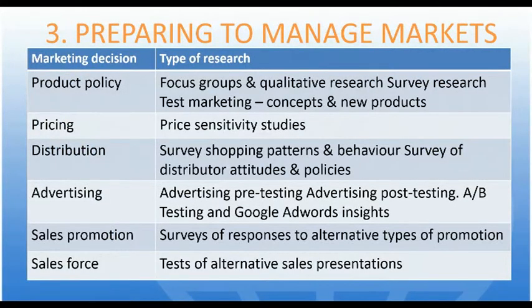Now, when we are preparing to manage new markets, there are several other factors to take into account. This report is by no means exhaustive of what we need to do. We have a decision to be made in regards to product policy. We've got pricing, we've got distribution, we've got advertising, we've got sales promotion, and we've got the sales force to consider, all of which will be discussed in a later module.